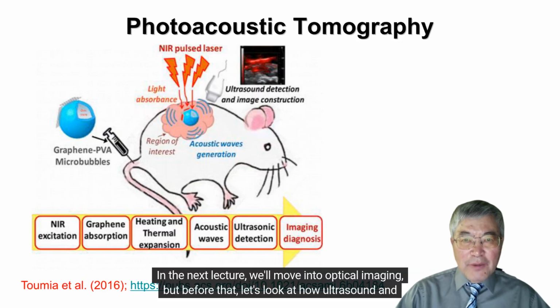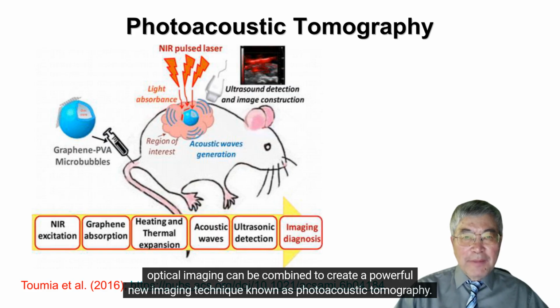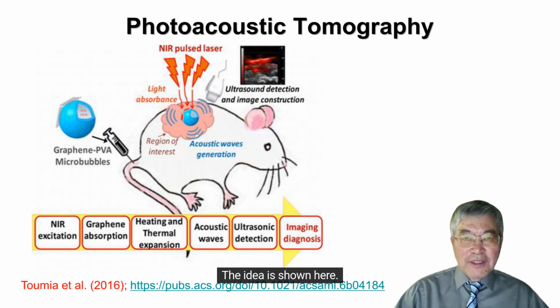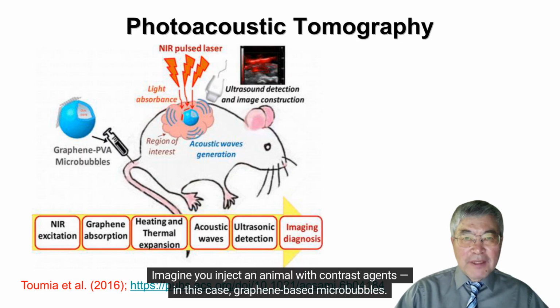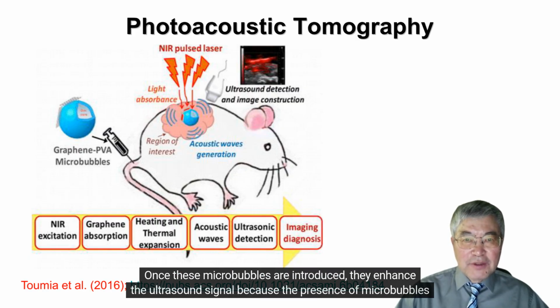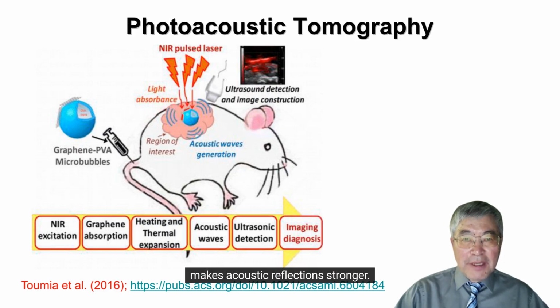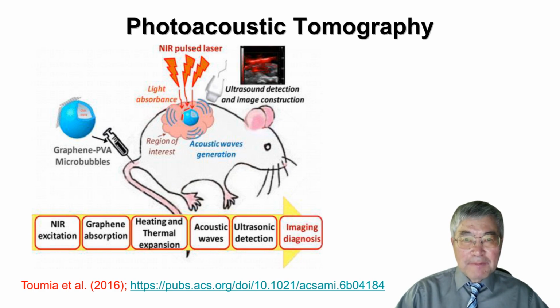In the next lecture, we'll move into optical imaging, but before that, let's look at how ultrasound and optical imaging can be combined to create a powerful new imaging technique known as photoacoustic tomography. The idea is shown here. Imagine you inject an animal with contrast agents, in this case, graphene-based microbubbles. Once these microbubbles are introduced, they enhance the ultrasound signal because the presence of microbubbles makes acoustic reflection stronger.